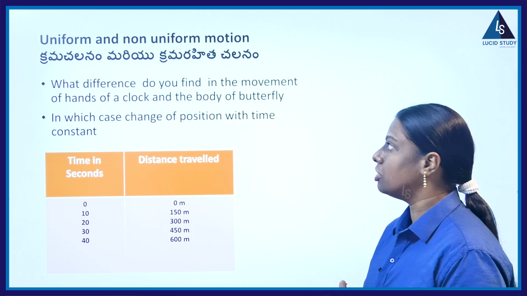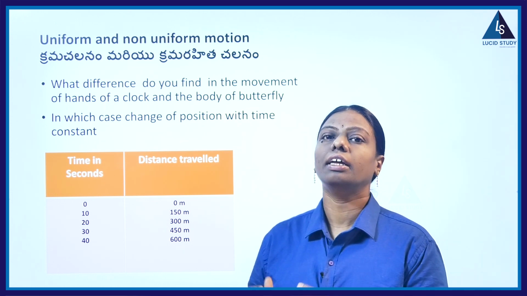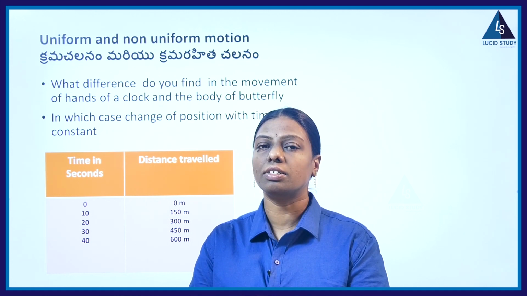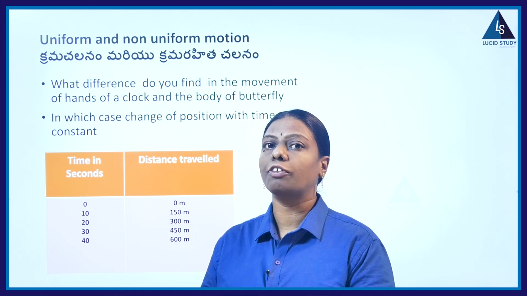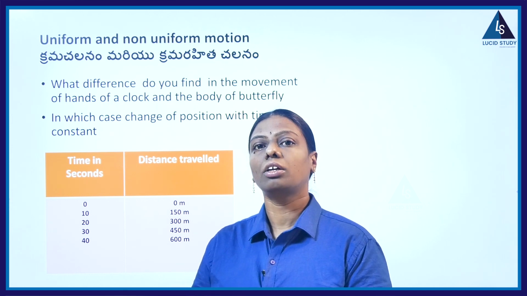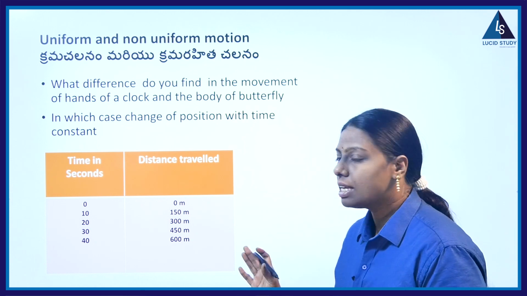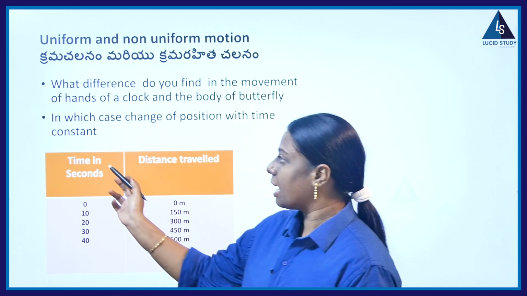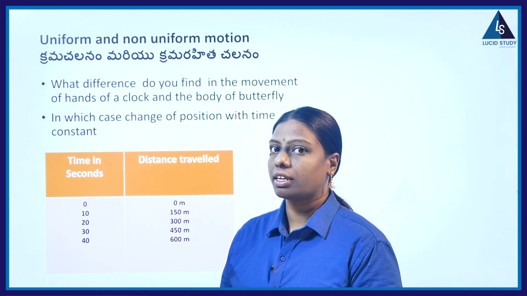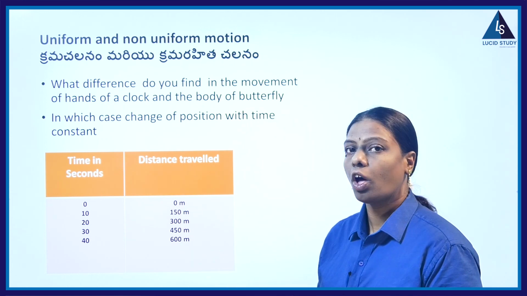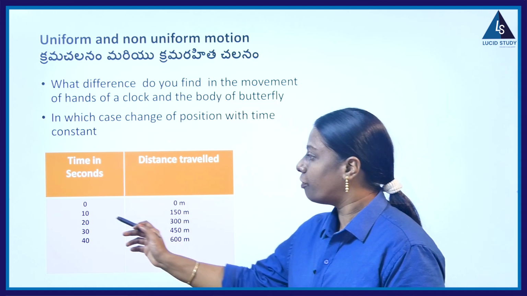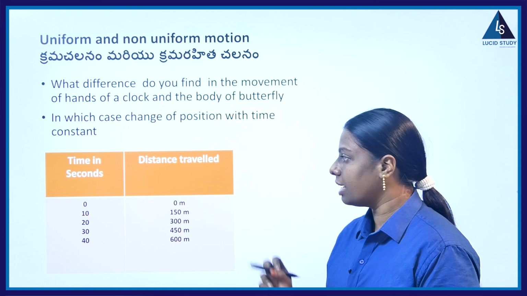In which case is the change of position with time constant? In the clock, it is covering equal distances in equal times. Whereas the body of the butterfly is going to change its position, and the time is not constant there. Okay, so observe this table. Time in seconds, distance travelled in meters. For 0 seconds, it has travelled 0 meters. For 10 seconds, 150 meters. For 20 seconds, it travelled 300 meters.